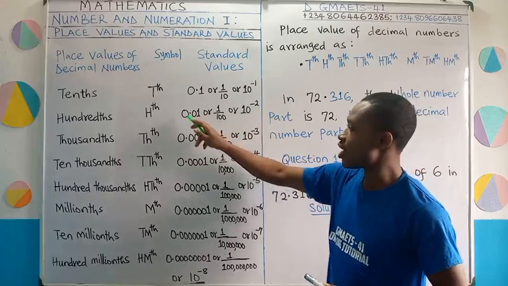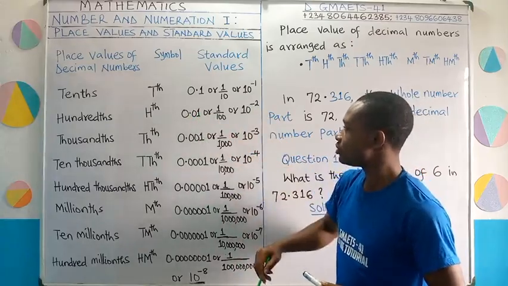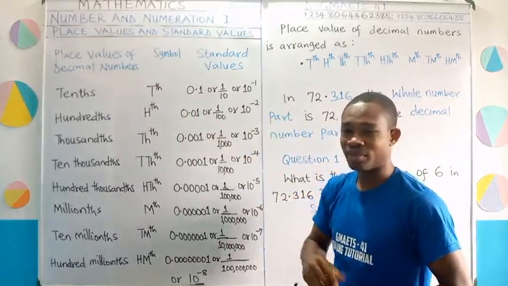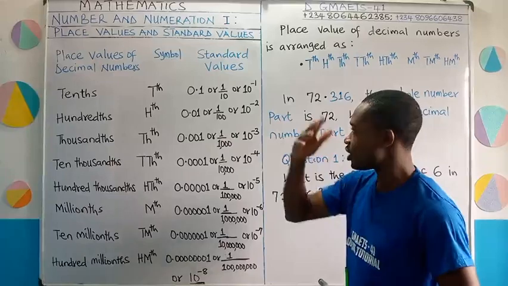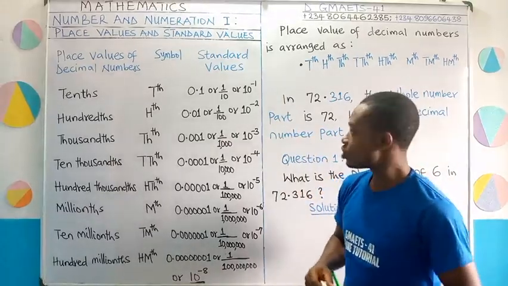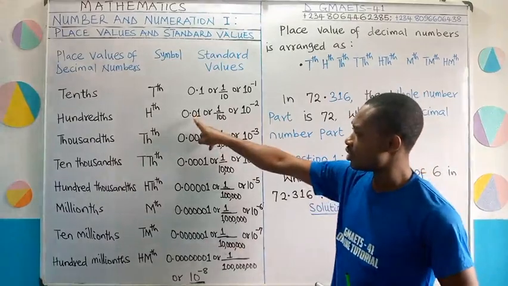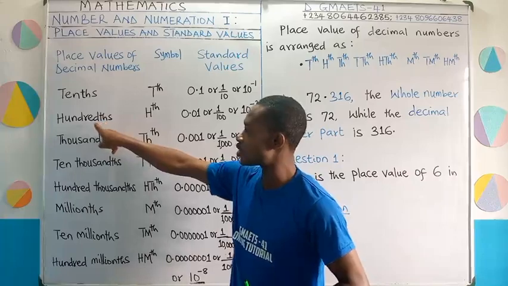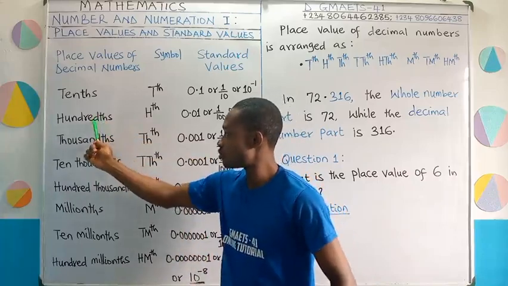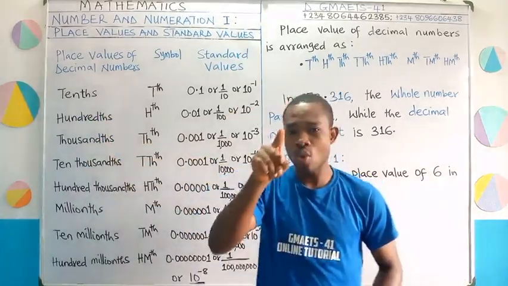This minus is telling us that we have zeros before the 1. We call it inverse actually, but don't worry. We're going to talk about inverse in other classes to come when we learn indices. Did you take notes of something here? You see, this hundredths is actually gotten from 100. Now, 100 is 100.